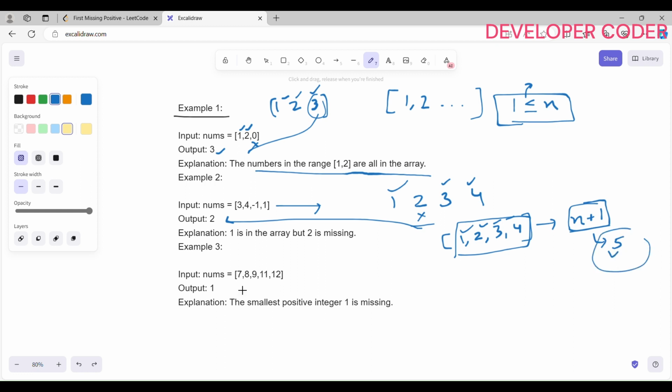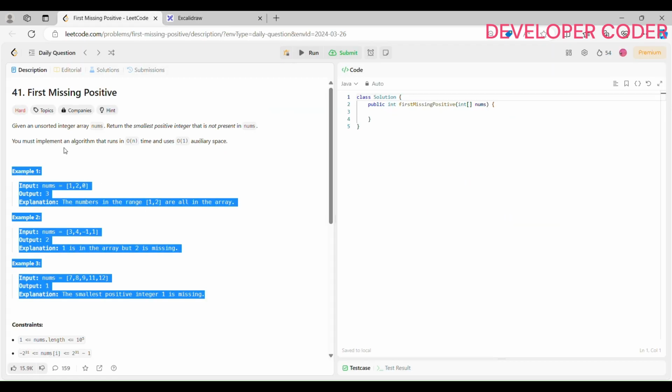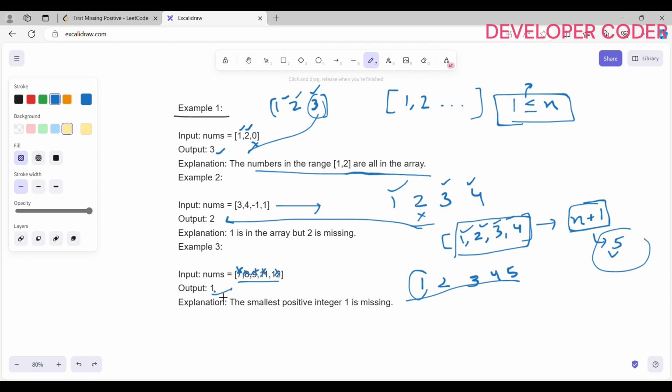And in example 3, what is the length of this nums array? It is 5, right? So I am searching for numbers 1, 2, 3, 4, 5, and I have to ignore all these other numbers. All these numbers I don't need, because these numbers are already greater than my n, so I don't need to consider them, because I am looking for the smallest positive integer that is not present in nums. So the smallest positive integer is 1 only. Okay, so I am just returning 1 as the smallest positive integer. I hope that you guys are clear with these 3 examples.